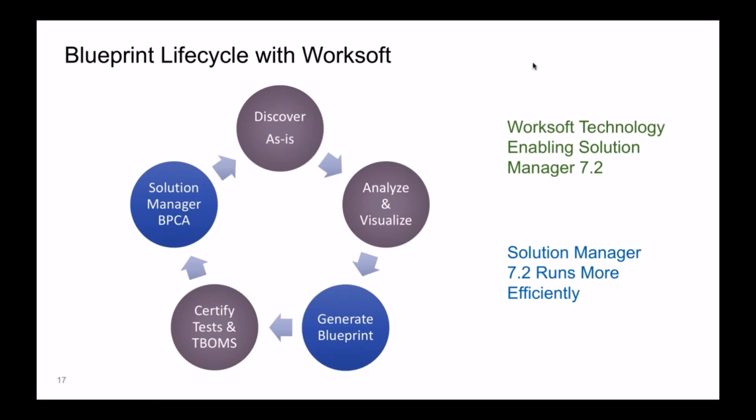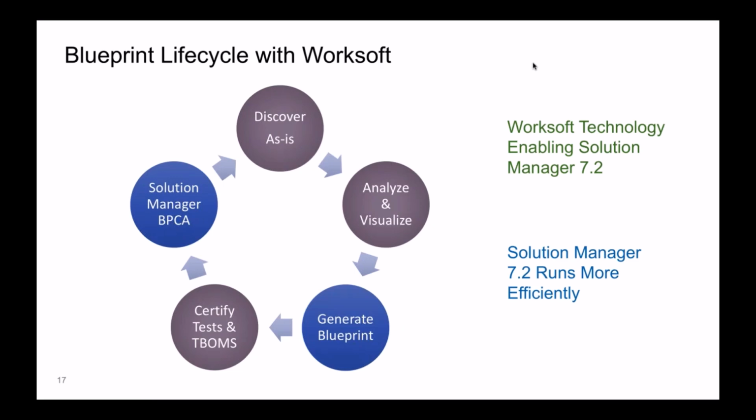Okay, so what we say is let's go discover the as-is, analyze and visualize these so you can pick the processes that are your happy paths you want to do. We're going to generate the blueprints into Solman 7.2. Then what we need to do is actually go exercise those test cases we talked about on that first slide to generate the T-bombs so BPCA can do a great job of telling us our risk-based testing approach, right?